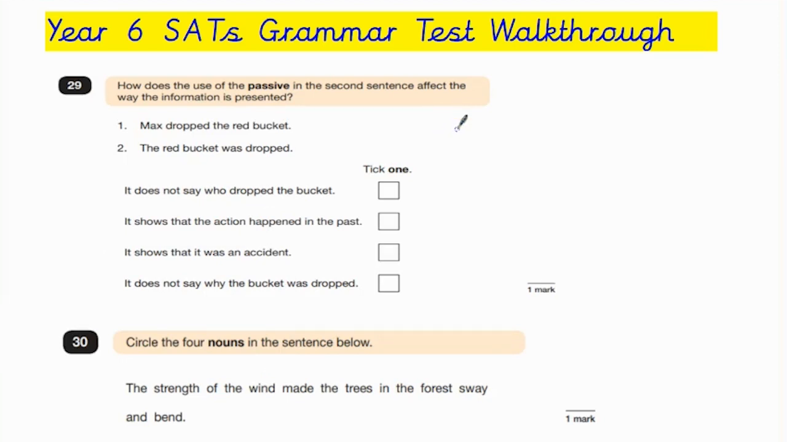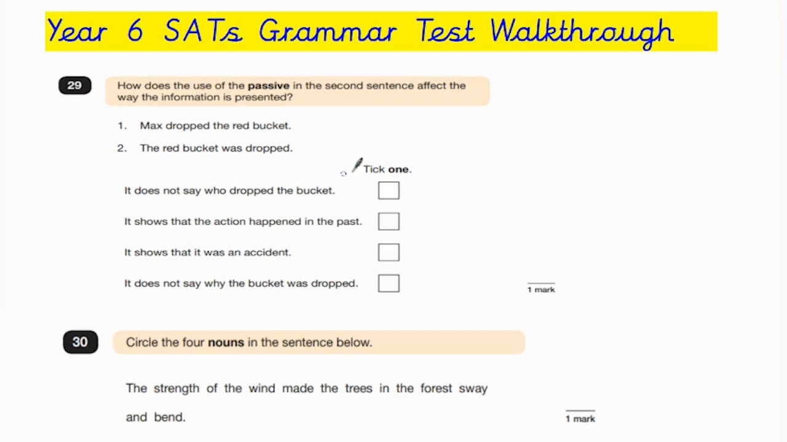Number 29, how does the use of the passive in the second sentence affect the way the information is presented? So in number 1, Max dropped the red bucket. We know exactly who has dropped the bucket. Whereas in number 2, the red bucket was dropped. So we're going to have a look at our options. It does not say who dropped the bucket. It shows that the action happened in the past. It shows that it was an accident. It does not say why the bucket was dropped.